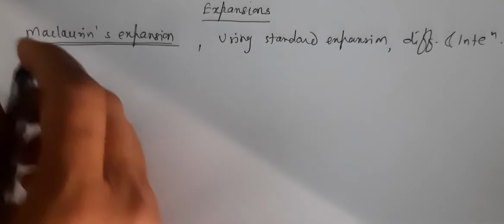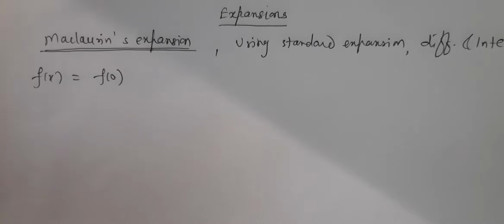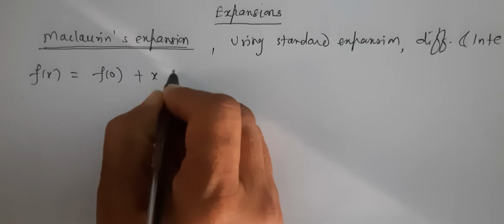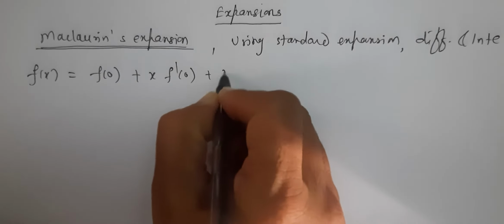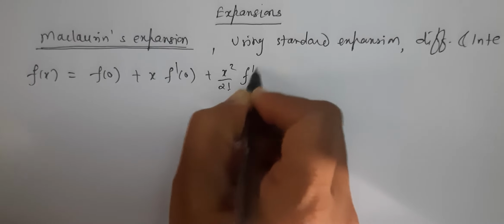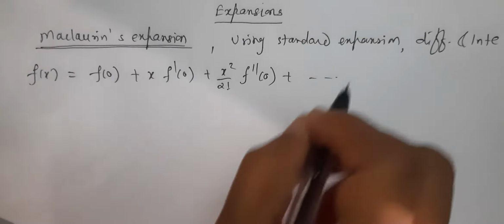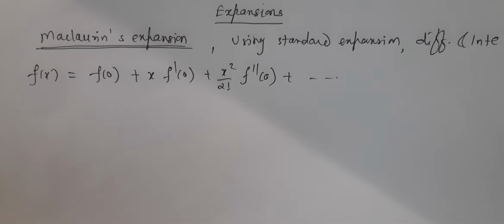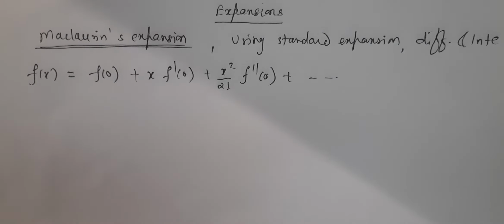Now this Maclaurin's expansion for a given function f is given by f of x equal to f of 0 plus x into f dash 0 plus x square upon 2 factorial f double dash 0, etc. No need to mug up. See the pattern, what I always tell you. Look at the terms. What kind of terms do we have?